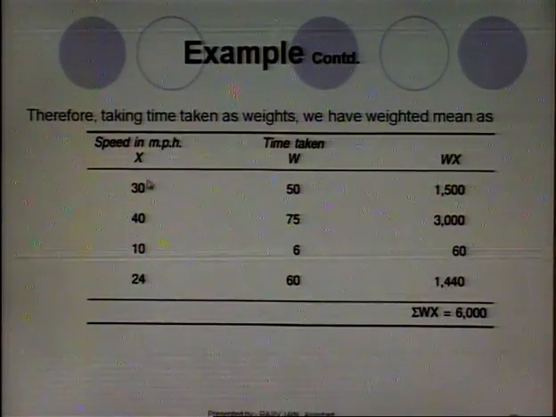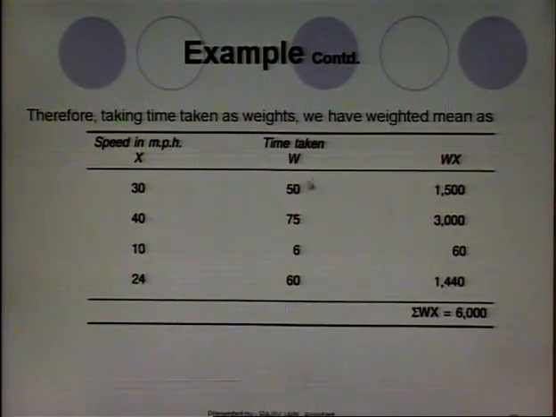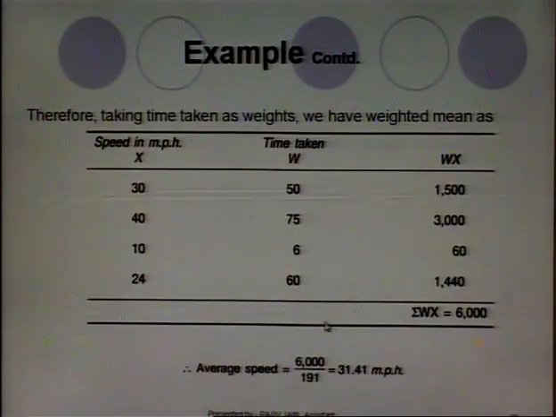So summation: 30 miles for how much time did it run, 50 minutes. 40 miles for how many minutes, 75 minutes. 10 miles for 6 minutes, 24 miles for 60 minutes. We will get the wx, multiply weight by the corresponding values, we will get this summation wx, and then average speed will be 6000 divided by 119, that is the sum of all these weights. The average speed will be 13.41.